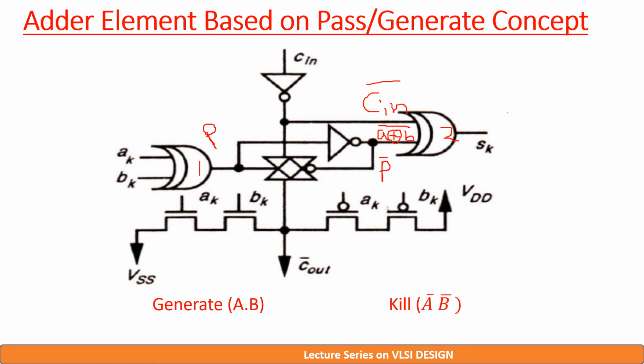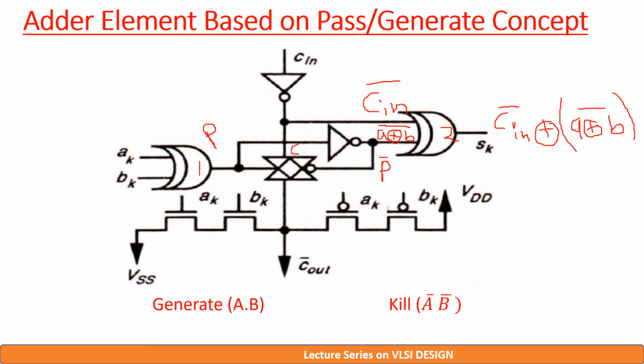So finally Sk will be Cin bar XORed with A XOR B, P whole bar. So if we simplify, the sum expression is nothing but A XOR B XOR Cin.